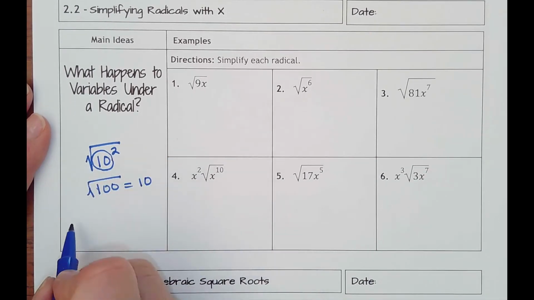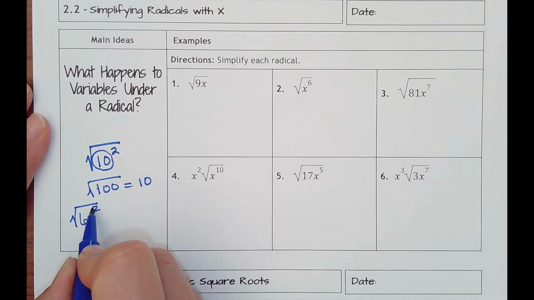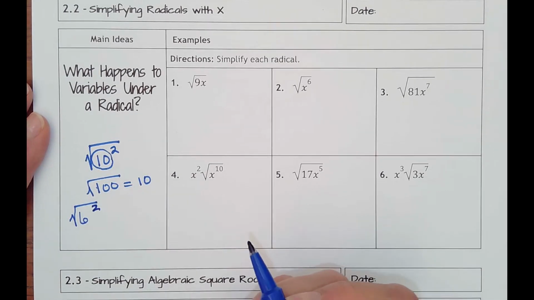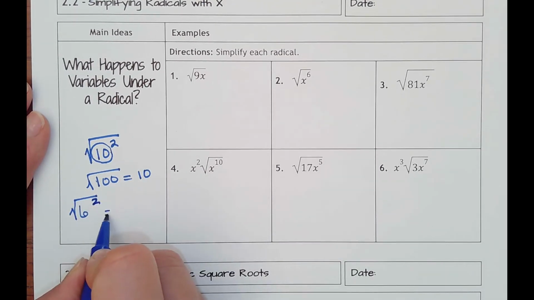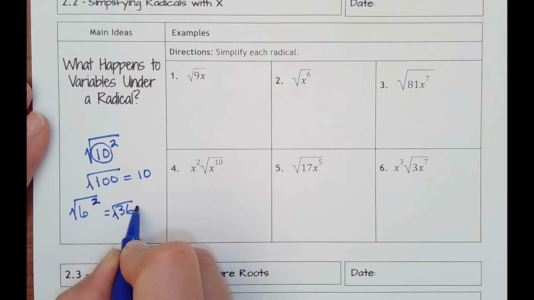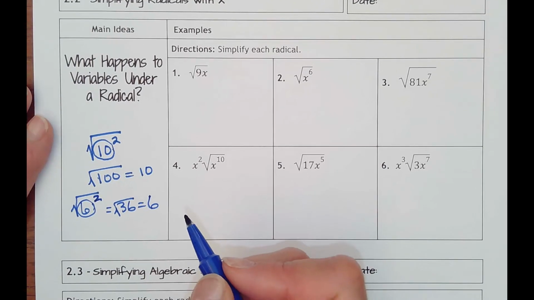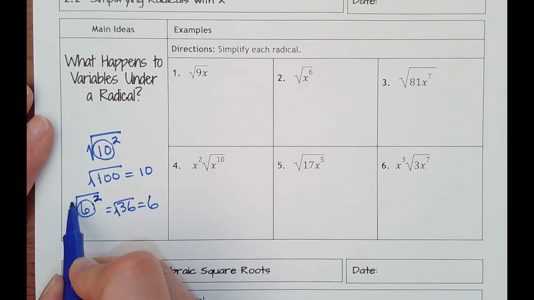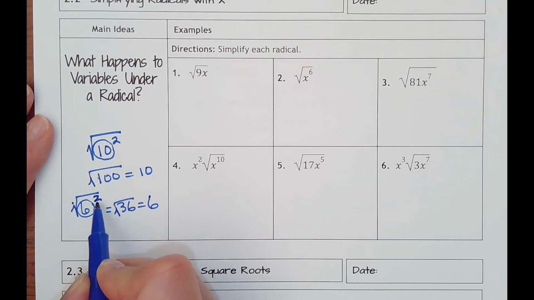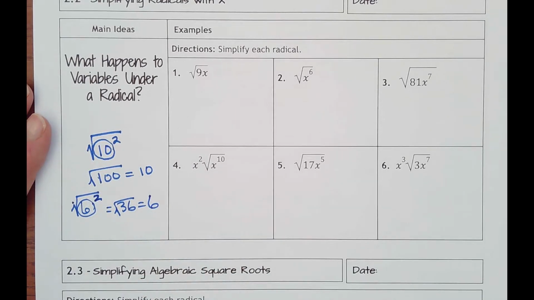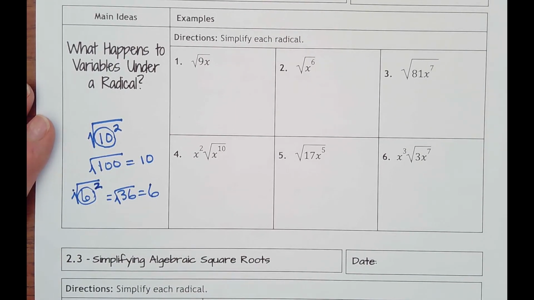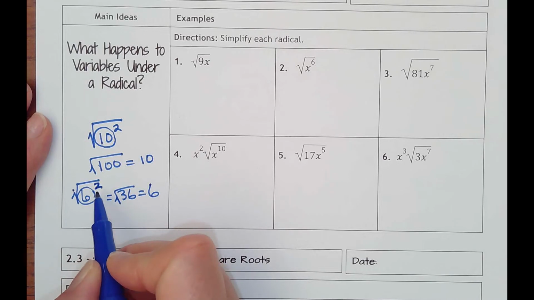What if I do another one? The square root of 6 squared. Sorry, that looks like a Z. 6 squared. Well, then you might say, okay, 6 squared is 36. Square root of 36 is just 6. It ended up with just this number. So what can we say happens? Well, a square root and a squared are actually called inverse operations. They cancel each other out. Square root and squared cancel each other out.